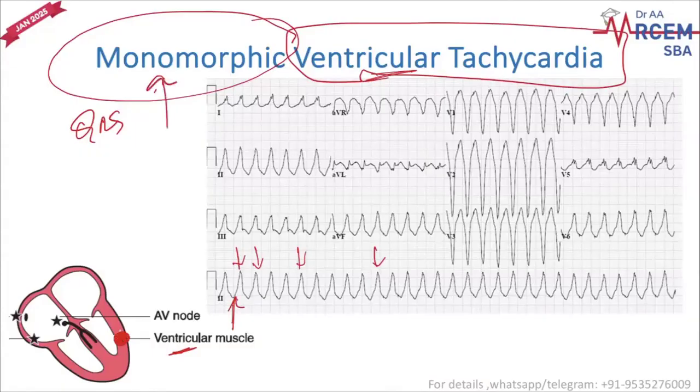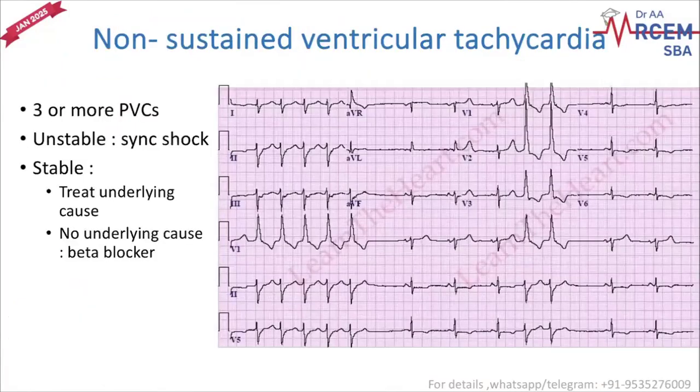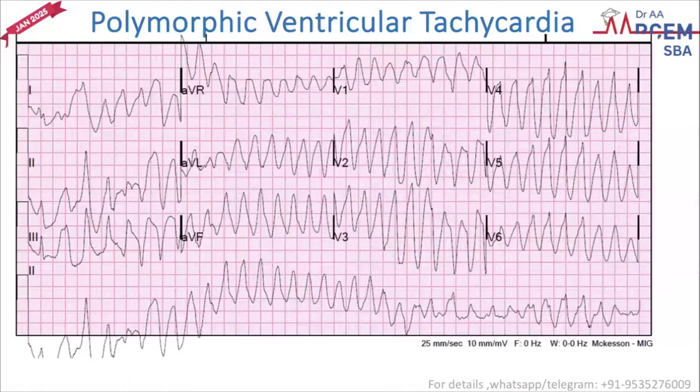Monomorphic, because the QRS complex morphology doesn't change from beat to beat. Compared to this, there is something known as polymorphic. The difference here is that the morphology of the QRS complex usually changes from beat to beat. This morphology is quite different from this one, and quite different from this one. That's why we call it a polymorphic ventricular tachycardia.